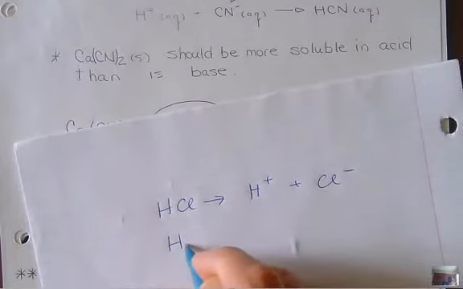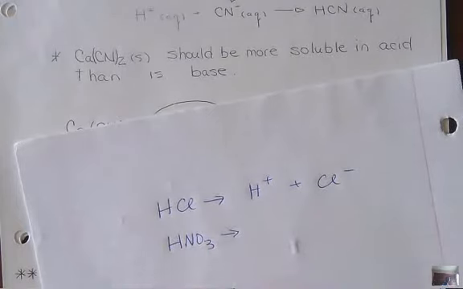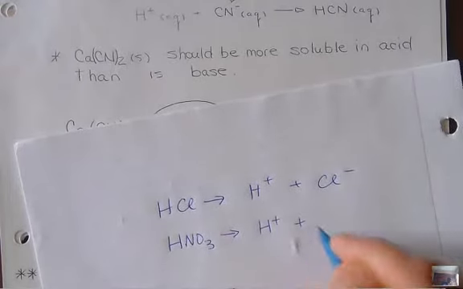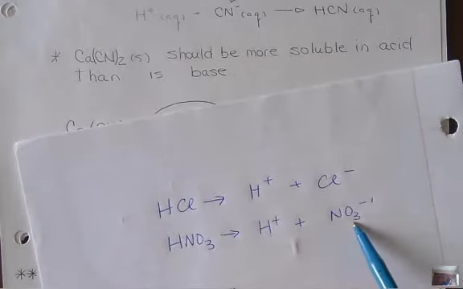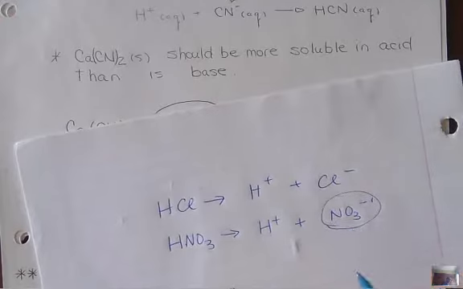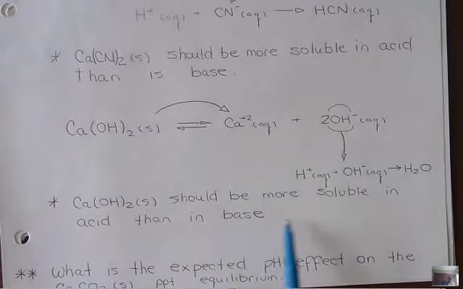And the best one to use, if I had to get something into solution and I wanted to add external acid, instead of hydrochloric acid I would add it in the form of nitric acid, because this gives me the H+ I want, but the counter ion is not only not a strong base, it's a terrible base because this is such a fantastic acid. Nitrate is the universal solvent, soluble with everything. So you don't have to worry about it precipitating with calcium. All right, so calcium hydroxide should be more soluble in acid than it is in base.